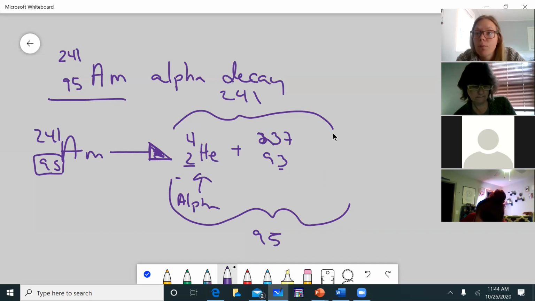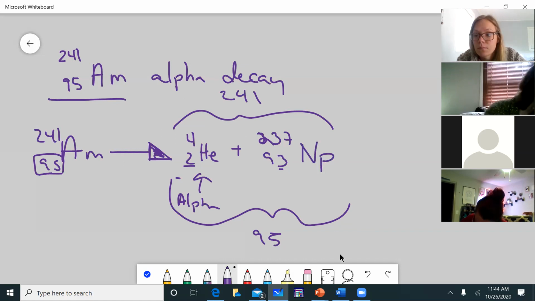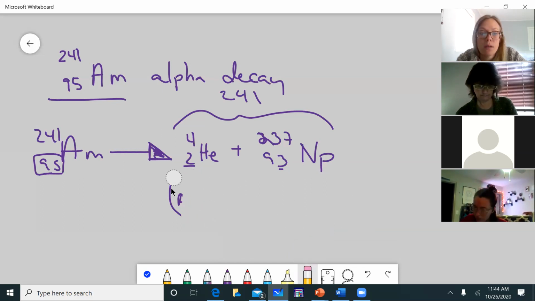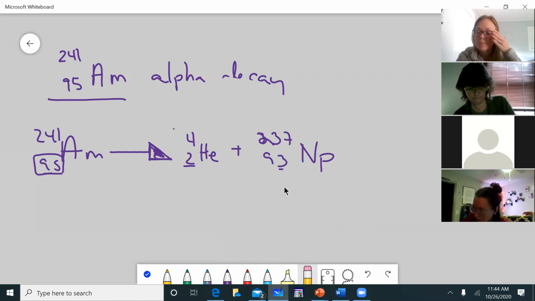Now I have to write a symbol. So go to your periodic chart and find number 93. That's Neptunium, NP. So now I have this nice balanced nuclear equation. I'm going to clean it up a little bit. This is what it means when Americium undergoes alpha decay to become Neptunium 237.